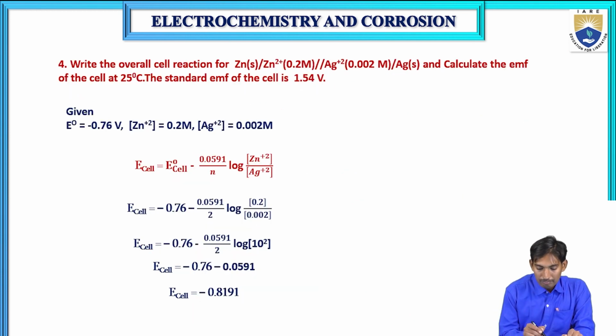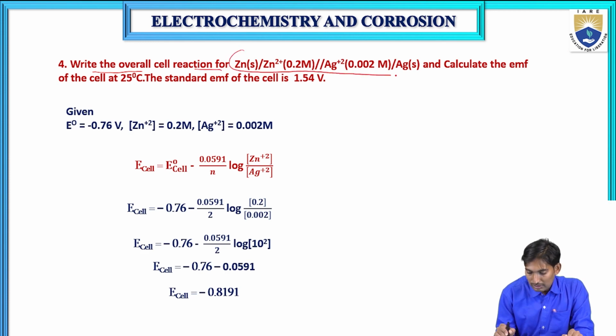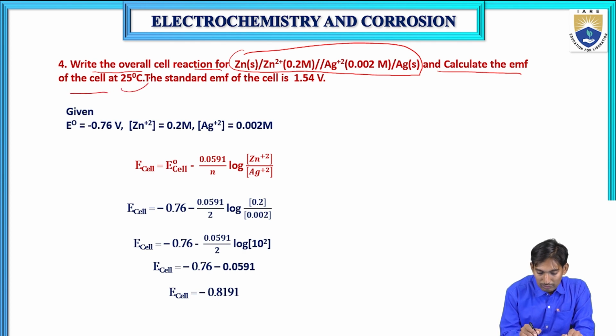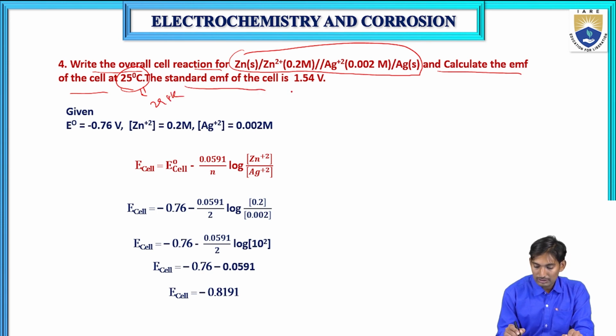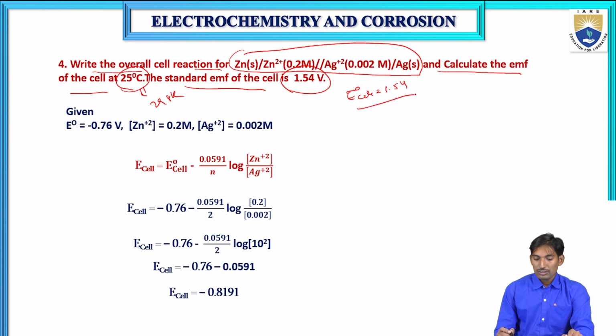Problem number 4. Write the overall cell reaction for the electrochemical cell representation as given, and calculate the EMF of the cell at 25 degrees centigrade. 25 degrees centigrade is nothing but 298 Kelvin. And the standard EMF of the cell, E naught cell, is given as 1.5 volts. First we have to know how many electrons are involved in the reaction. I have to find that out first. Then we have to know the complete cell reaction to get the Q value.